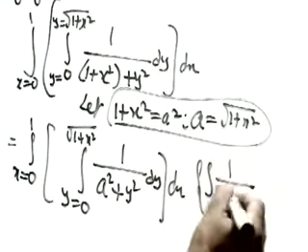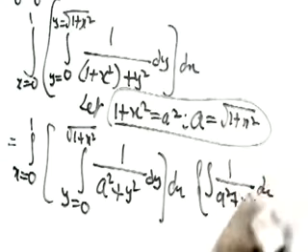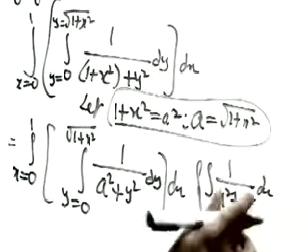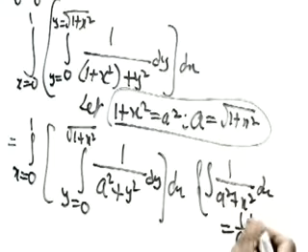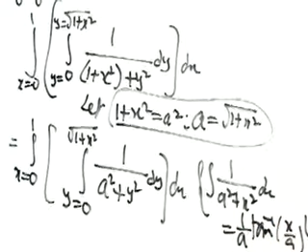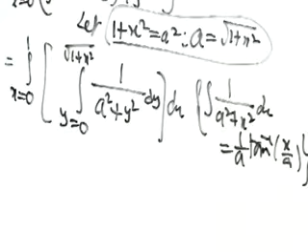Why? Because this is the formula, integration of 1 by a square plus x square dx is nothing but 1 by a tan inverse x by a. So we can use this formula.